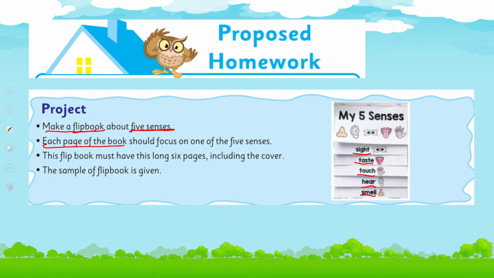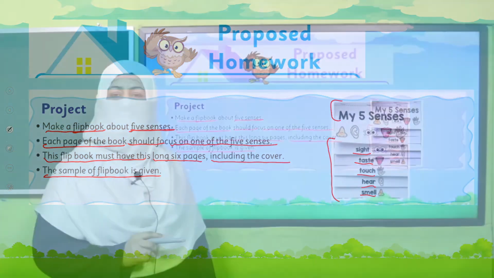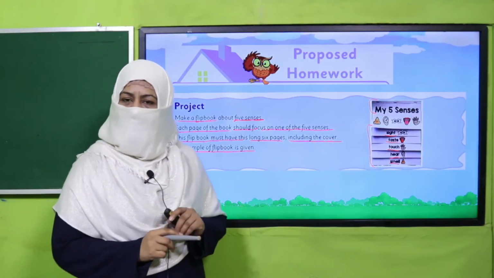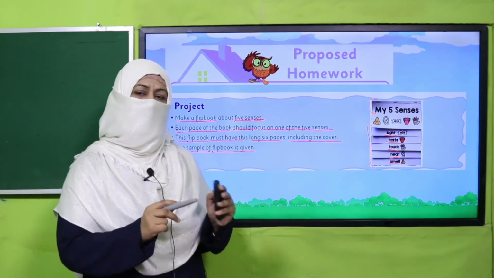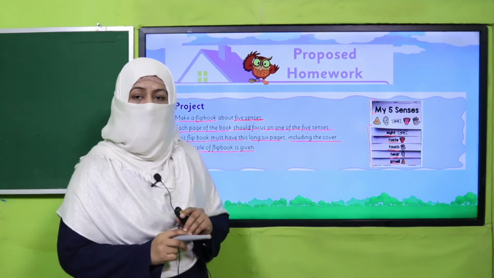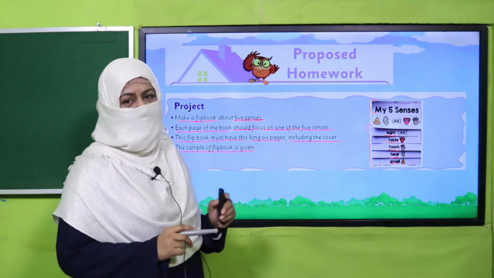Each page of the book should focus on one of the senses, and this flipbook must have 6 pages including the cover. So first you will make the cover, and then you will make 5 senses pages, and a sample flipbook is given. Okay, this is your homework which you will do by this weekend. By Saturday you will complete this flipbook, and by coming Monday you will bring it to school and show it to your teacher.